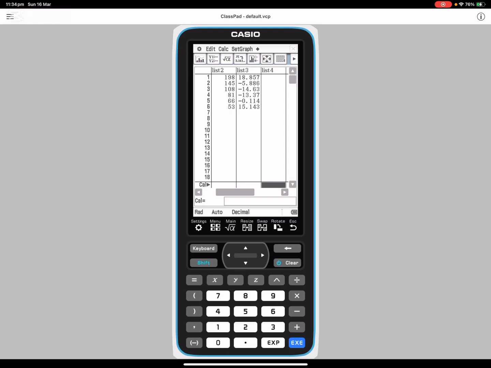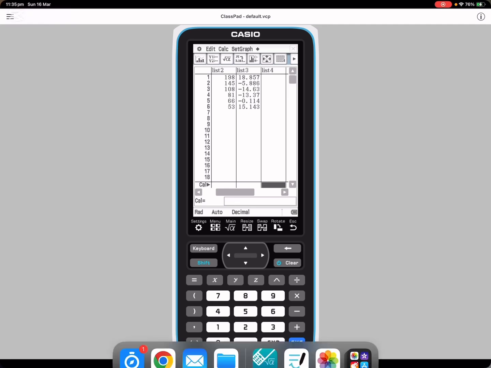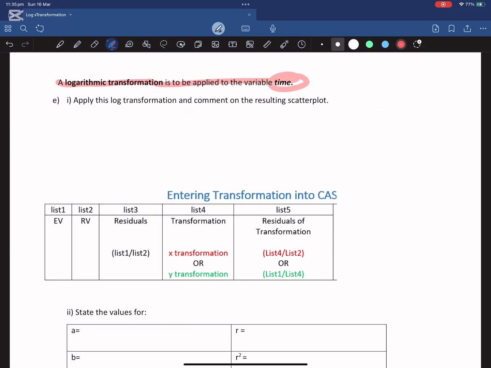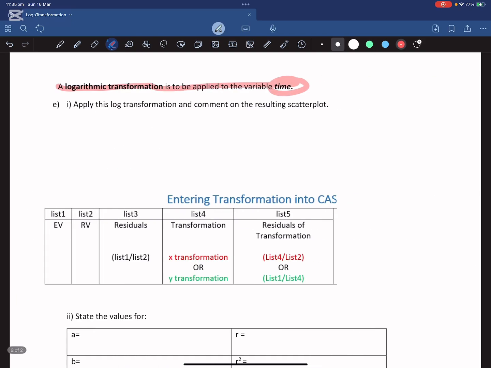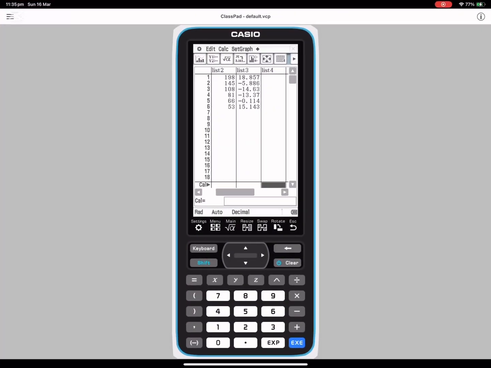All right, so we were told we were doing, I've already forgotten, an X transformation, so log X. Down the bottom of list 4 in this calculation cell here, so I just made that go dark, we're going to give the calculator the instruction of logging X. Now, the X list was list 1.